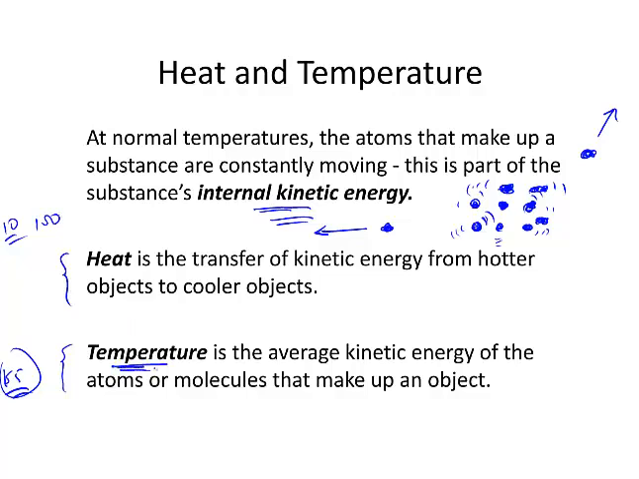Temperature is independent of the number of particles present. Temperature is just the average energy. Heat energy is more like the total energy available. That's going to depend on the number of particles or the amount of the substance that is present.